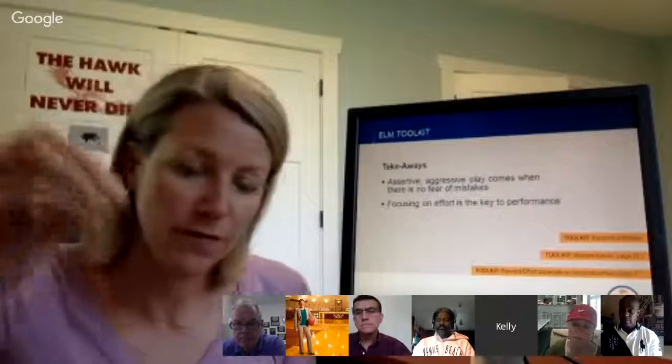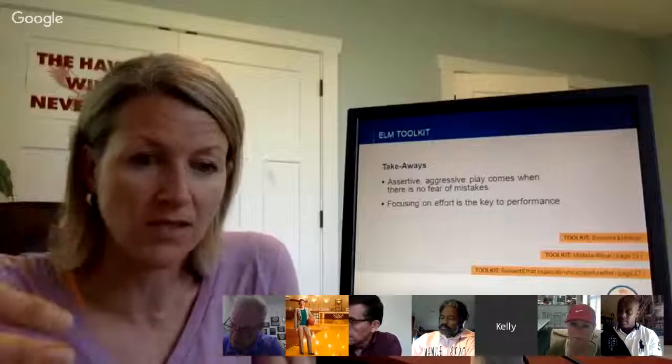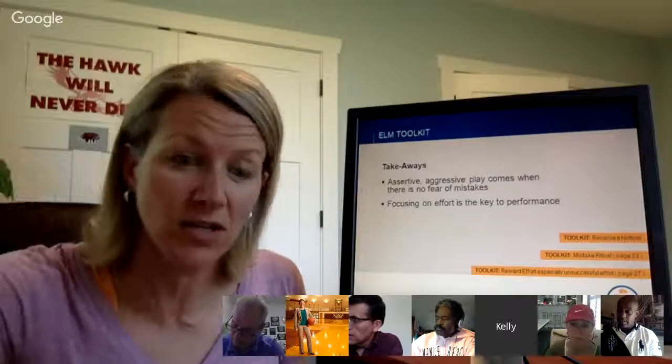So let's talk about some tools here. Here's some takeaways from the ELM Tree of Mastery. Assertive, aggressive play comes when there's no fear of mistakes. Fear of mistakes is the number one impediment to peak performance. As coaches, we all want our players to perform. So letting them relax and know that when they make a mistake, they're not going to be yanked out of the game right away like I was. They're going to be encouraged to stay in there and try something new, try something different. Focusing on the effort is the key.